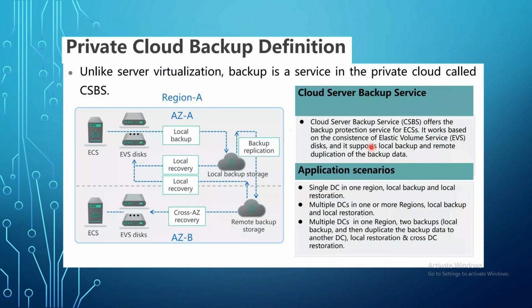Okay, like in any backup virtualization environment, we call it backup, but in cloud it is called CSBS, Cloud Server Backup Service. It will take the backup of your EVS, Elastic Volume Service. It means it's a disk. If you are aware of the Huawei cloud, EVS is there. You can install the operating system, or you can use it for the data disk. So it will take backup of the EVS, and you can restore it later on.